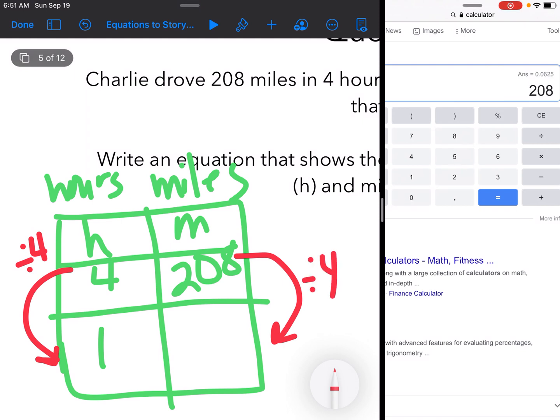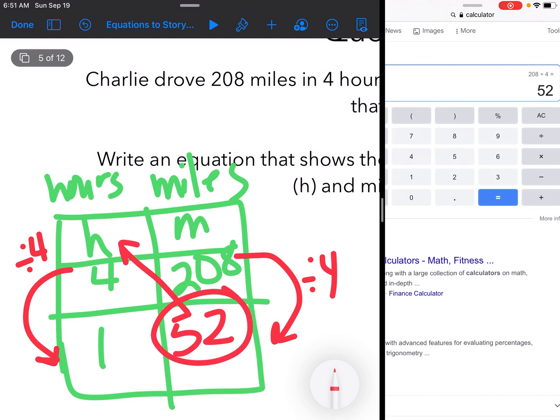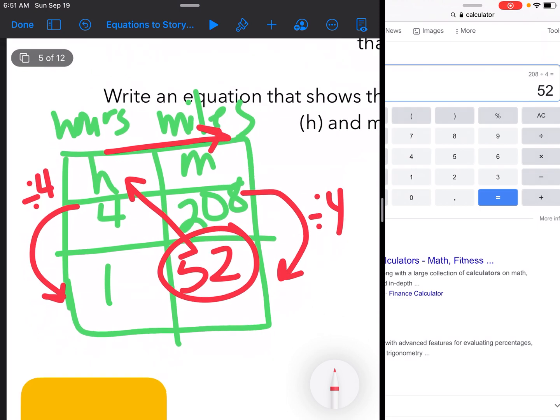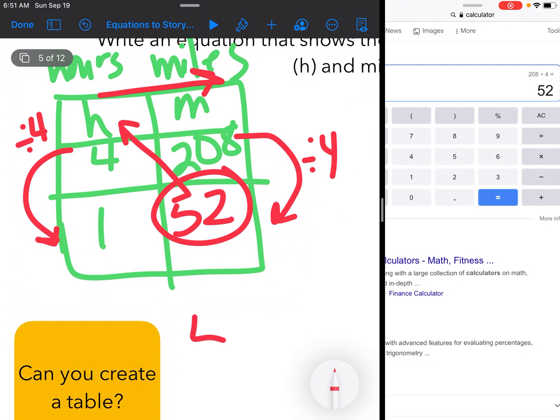So 208 divided by 4, I get 52. So I know 52 times the number of hours is going to give me the miles, because 4 times 52 is 208. So my equation would be 52H equals M. Or I could do M equals 52H. It doesn't matter.